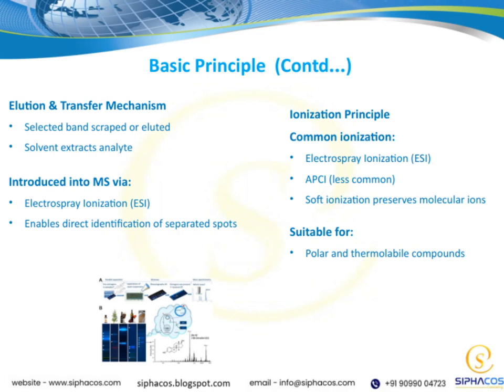Let's take a closer look at the ionization principle. The most common method we use is electrospray ionization, or ESI, which is particularly effective for many samples. There's also APCI, or atmospheric pressure chemical ionization, but it's less frequently used. The key point here is that soft ionization techniques like these are designed to preserve the molecular ions, which is crucial for accurate identification. This approach is especially suitable for analyzing polar compounds and thermolabile substances. They tend to break down at high temperatures, so gentle ionization helps keep them intact.